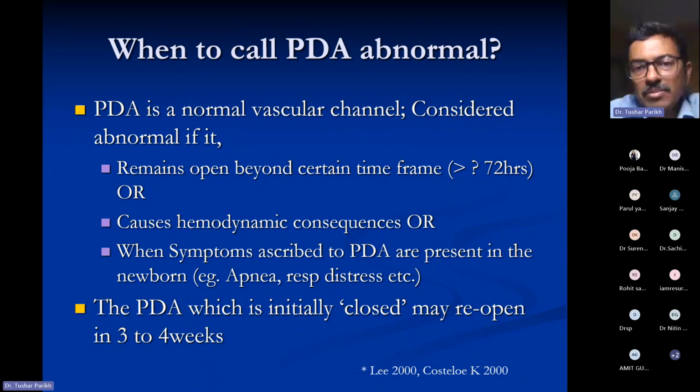It's the time frame at which you call the PDA abnormal. But traditionally, 3 to 4 days is the time frame when you consider that the PDA will be closed. Or a PDA which is there but which is causing hemodynamic consequences in the baby, then it is considered abnormal. Or when symptoms which are ascribed to PDA are present in the baby. So either it is hemodynamically significant or it is a clinically symptomatic PDA.